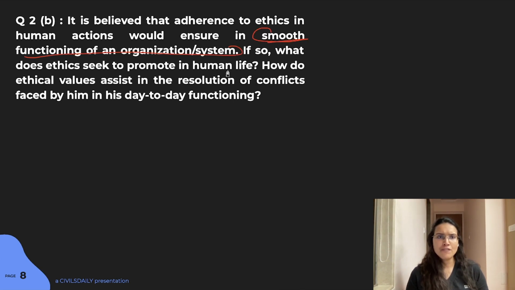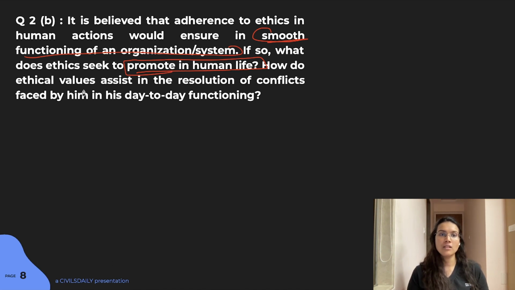If so, what does ethics seek to promote in human life? Now, this became very broad-minded. It was not just sticking to organization, but it extended to human life. So, a broader area to be noted.